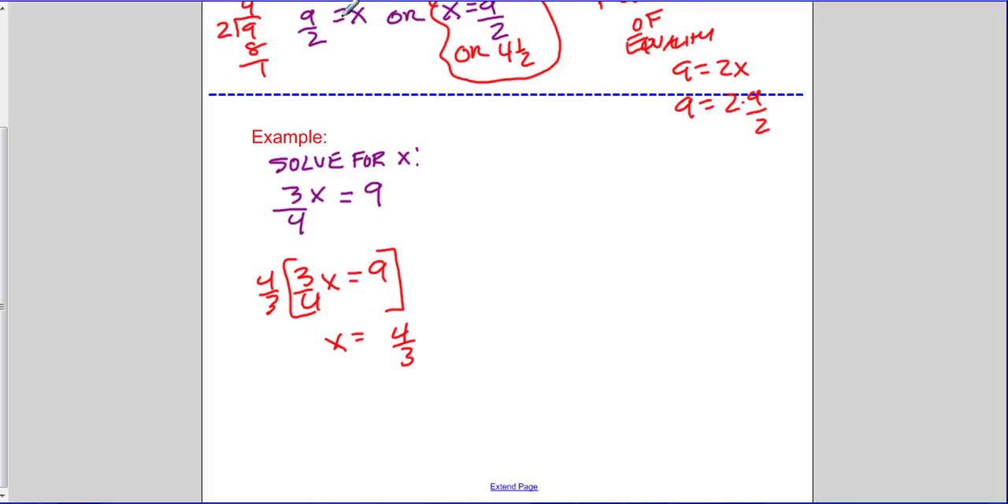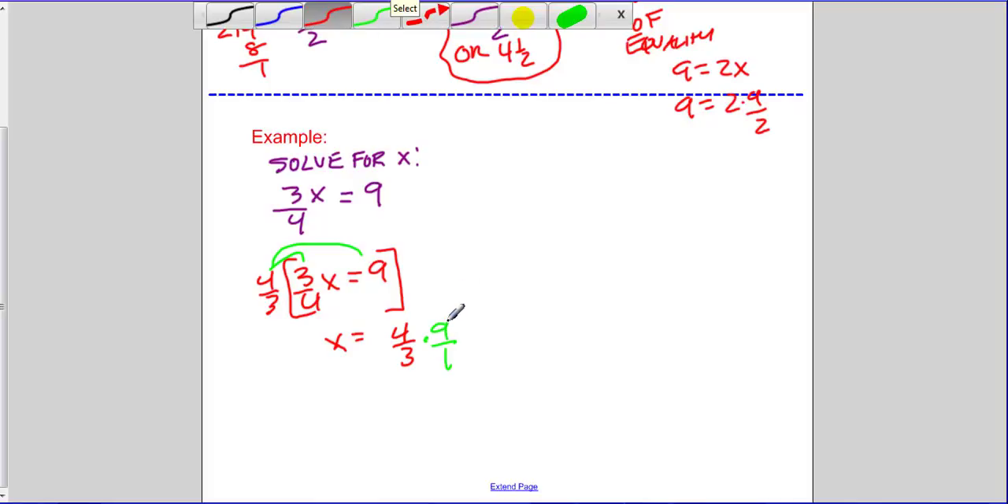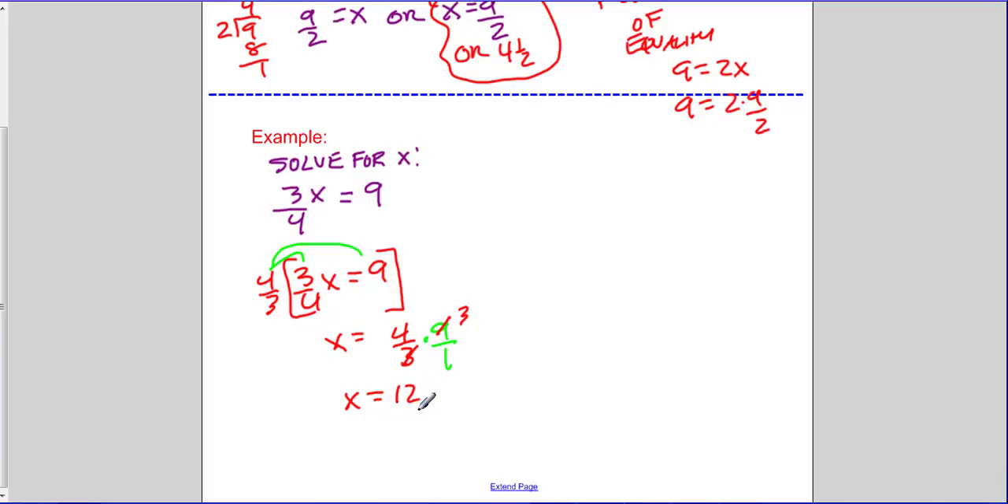Now I need to multiply the right side by 4/3. So that's 4/3 times 9. But 9 is 9/1. 9 is the same as 9/1. Well, this is the same as 36/3, which is 12. Or you could reduce it first. 9 divided by 3 is 3. Any way you slice it or dice it, you get 4 times 3 here is 12. Any way you do this, you're going to get x is 12.